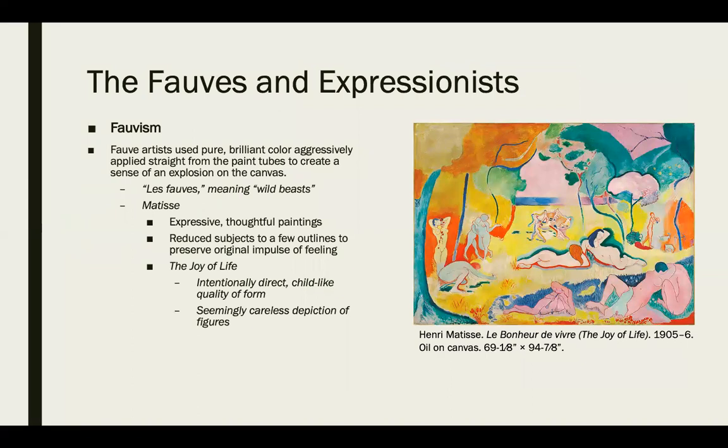So let's start out with where that all begins. It starts with two movements really. We talked about Expressionism a bit in the last lesson, lesson 18, but also Fauvism. Fauve artists use pure, brilliant color very aggressively, applied straight from the paint tubes to create a sense of explosion on the canvas. So instead of mixing and thinking intensely about color theory, this was more playful and impulsive. Definitely more in the abstract realm. We're not trying to match realism.